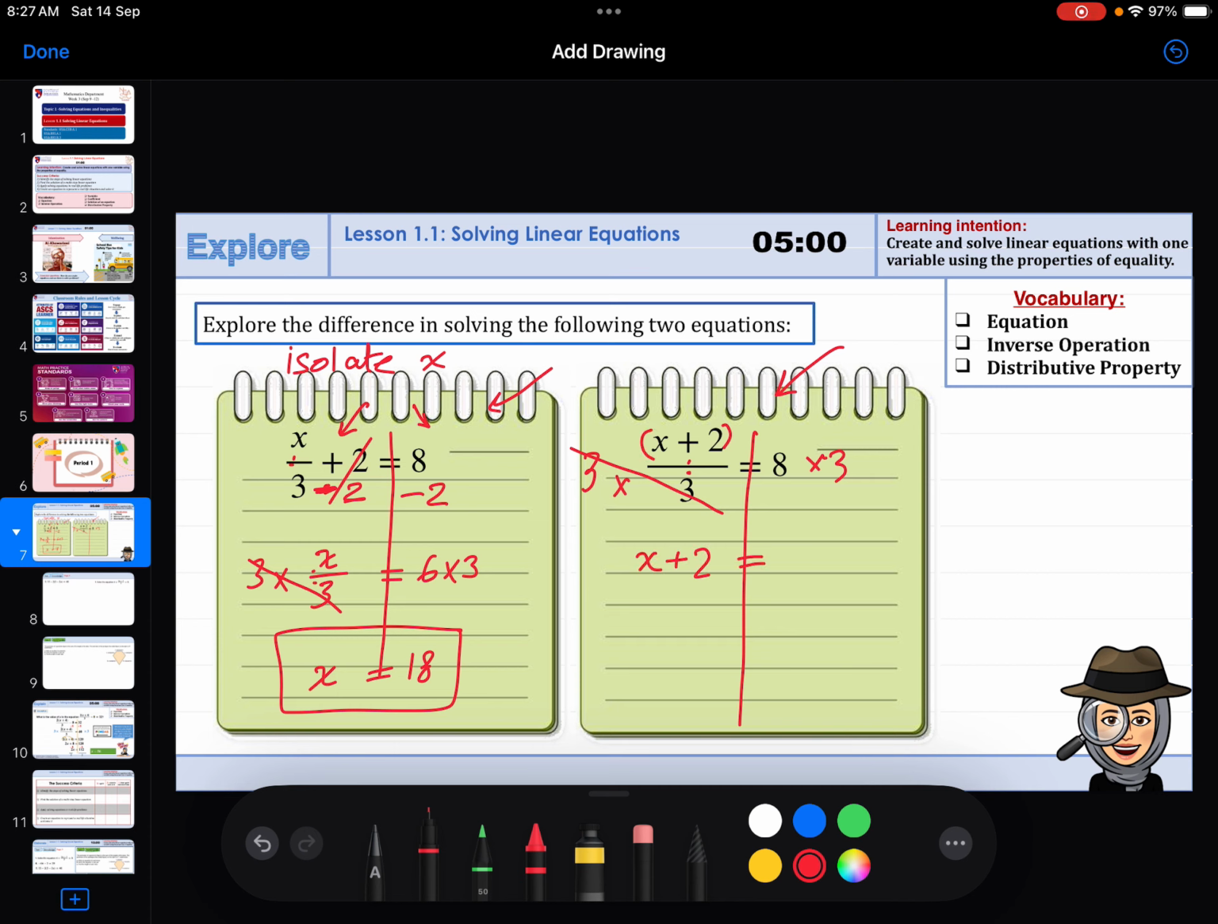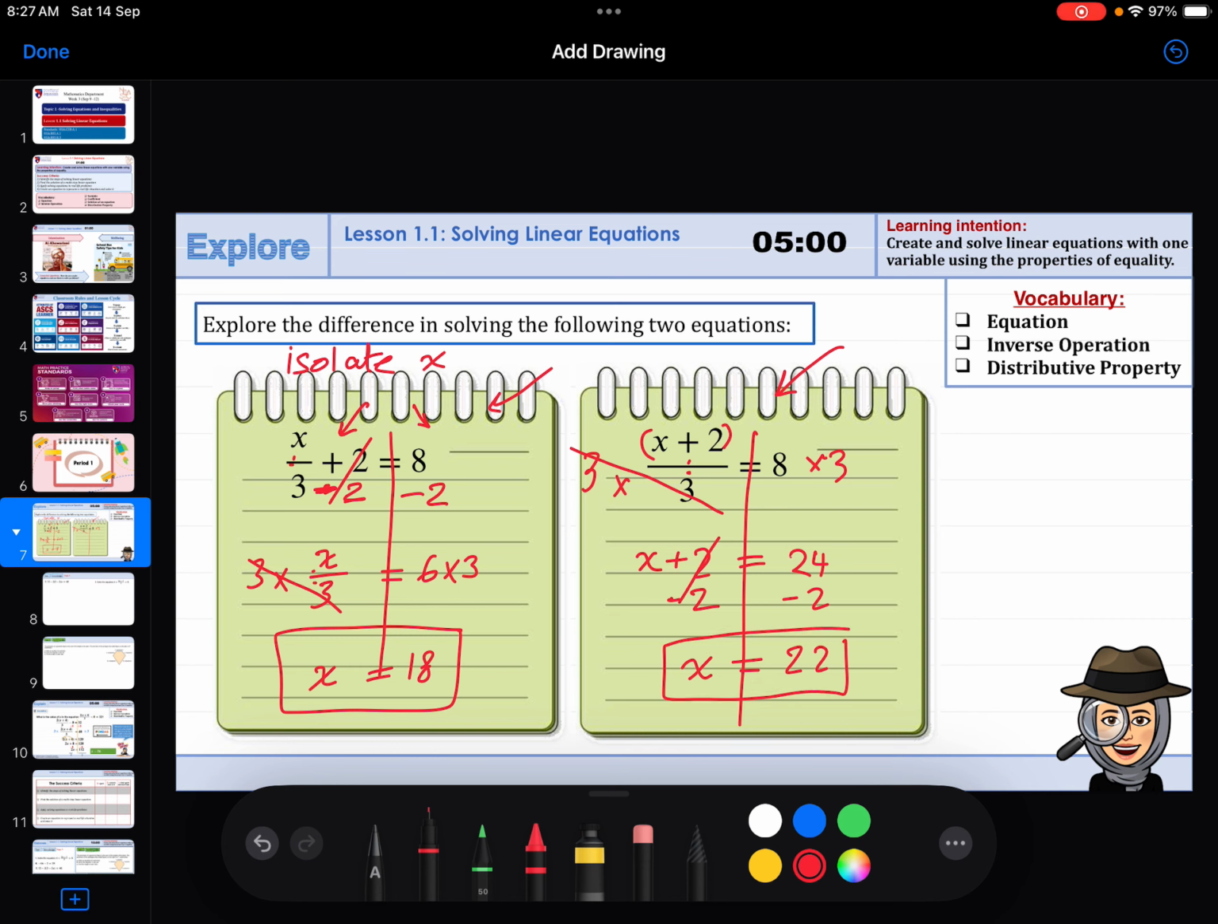Equals 8 times 3 is 24. Now, going from here, I have to cancel the addition of 2 using subtraction of 2 on both sides. Now the 2 is cancelled, x equals 22, and as you can see, it's a huge difference.